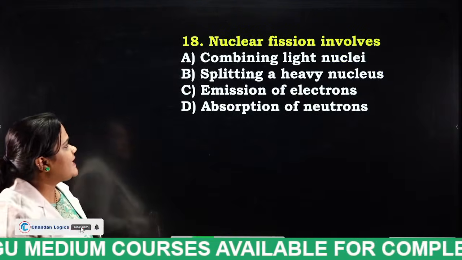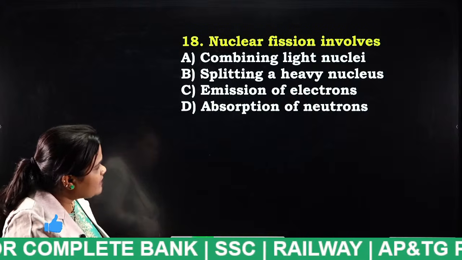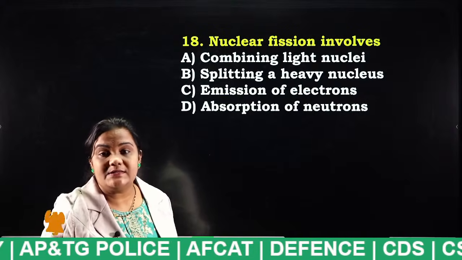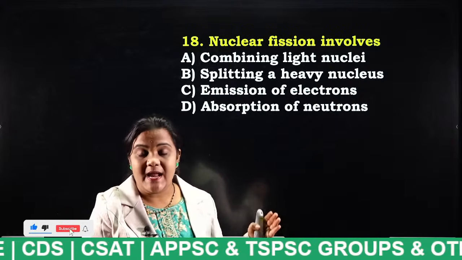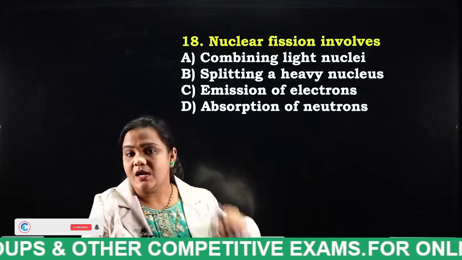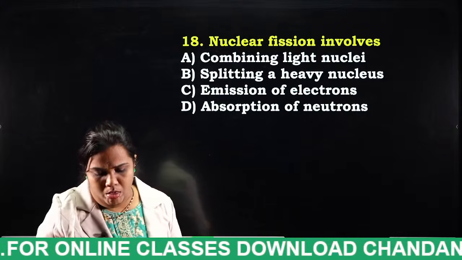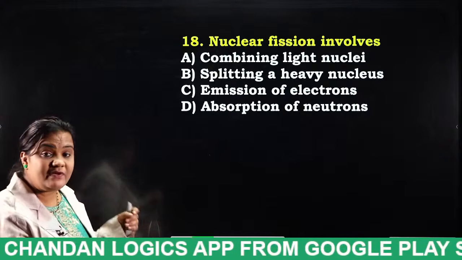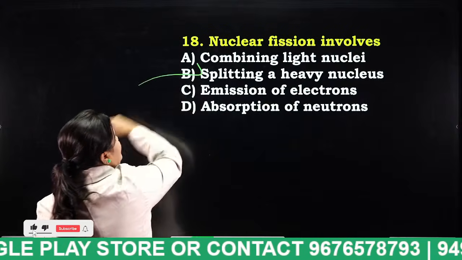Nuclear fission involves combining light nuclei, splitting a heavy nucleus, emission of electrons, absorption of neutrons. I have already told you what nuclear fission is. Nuclear fission is nothing but a heavy nucleus splitting into two smaller nuclei. Nuclear fusion is the reverse of nuclear fission. Splitting a heavy nucleus, very good.